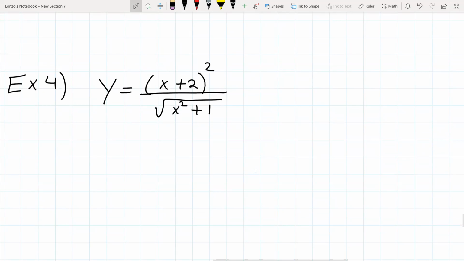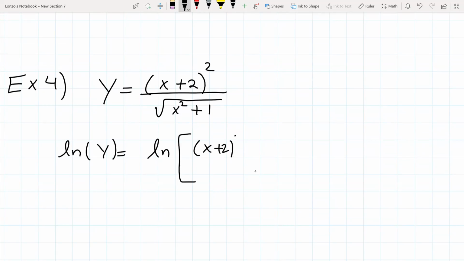Okay. So first step is take the ln of both sides. So this would be ln of y equals ln of x plus 2 squared. And then on the bottom, instead of writing a square root of x squared plus 1, just write it out as x squared plus 1 to the 1/2. That would be a lot easier.